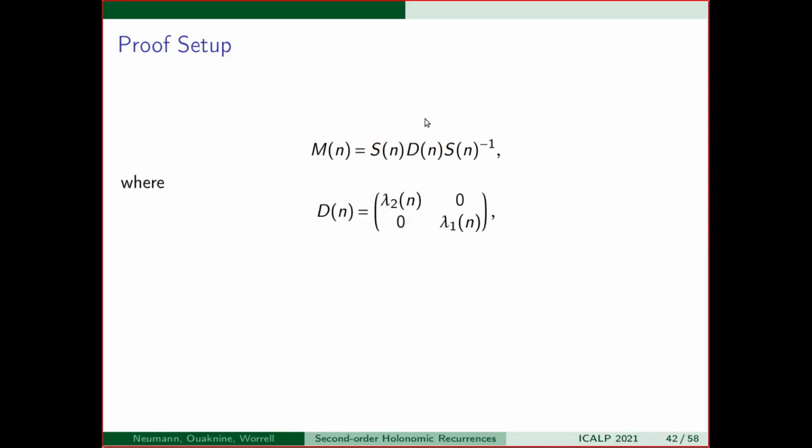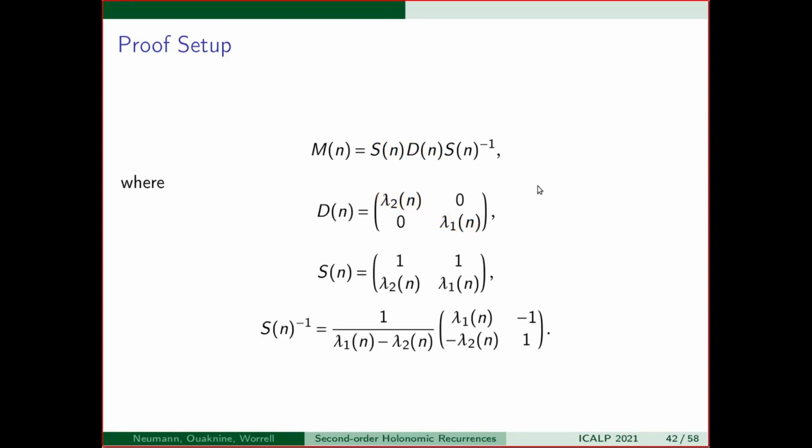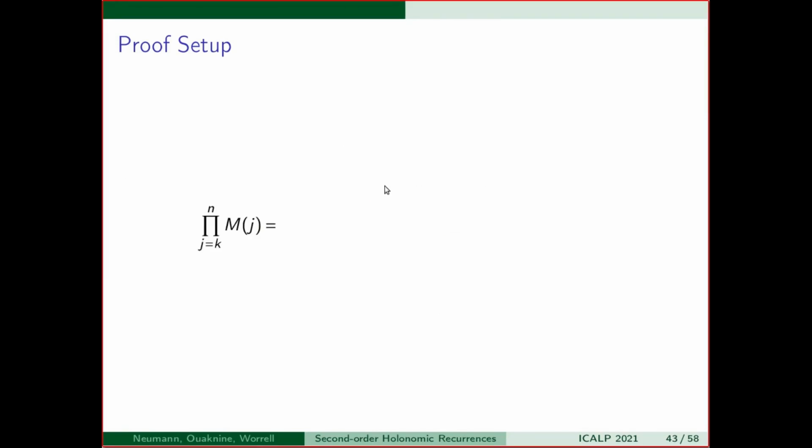More explicitly, we can take the diagonal matrix to be the matrix where lambda 2 is here, lambda 1 is here, and then we have base change matrices depending on n, whose entries depend on the eigenvalues evaluated in n. Now, based on this diagonalization idea, we can try to compute this matrix product. Let's say we start at index k, being prepared to drop finitely many terms of our sequence, and we want to let n essentially go to infinity and try to compute this matrix product to get something like a closed form expression of our sequence.